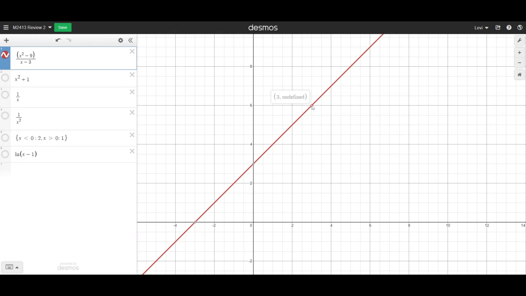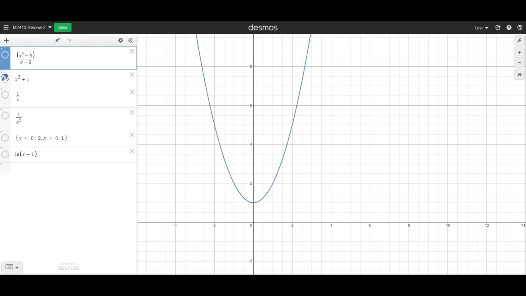If we actually look at it, we can see that 3 is actually undefined. The reason being, if we look at our original function, when we plug in x equal to 3, on the denominator we have 3 minus 3, which gives us 0, and we can't divide by 0. But just by looking at the graph, we can see that the value from the left is the same as the value from the right, and it's 6, so we can say that the limit as x approaches 3 is 6.